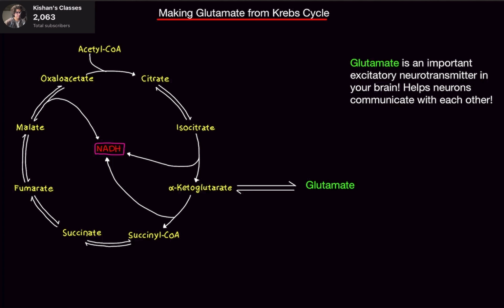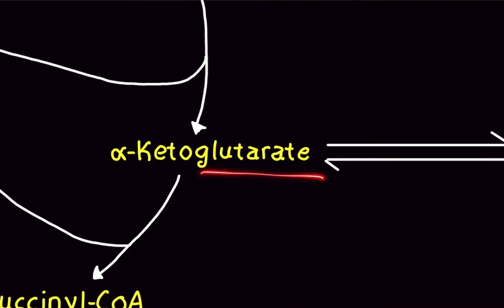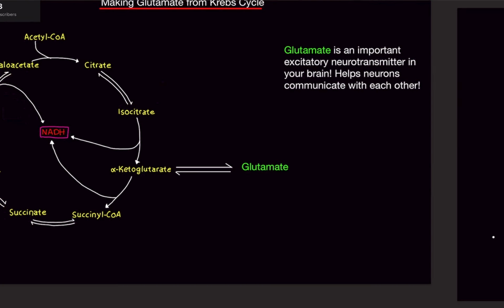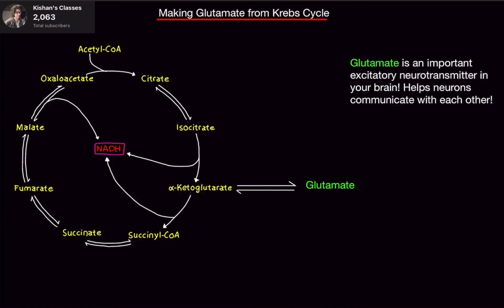notice in the Krebs cycle we have alpha-ketoglutarate. Notice that it actually has the word glutamate, or glutarate actually, but the base is there, right? So this is kind of a hint telling us that it can indeed turn into glutamate.